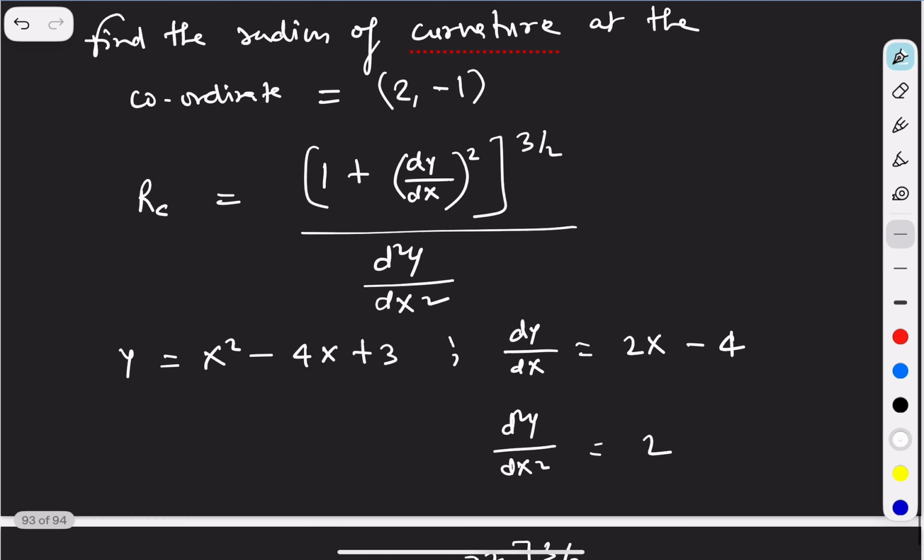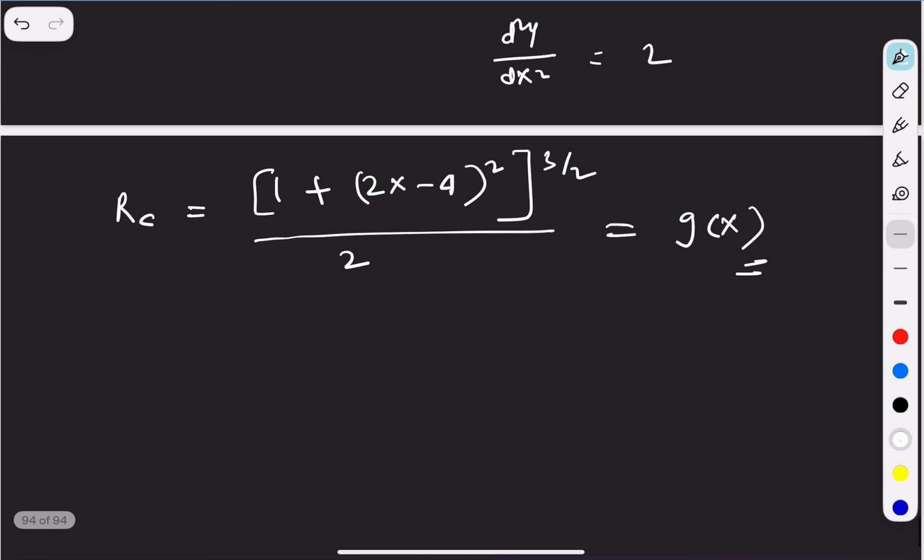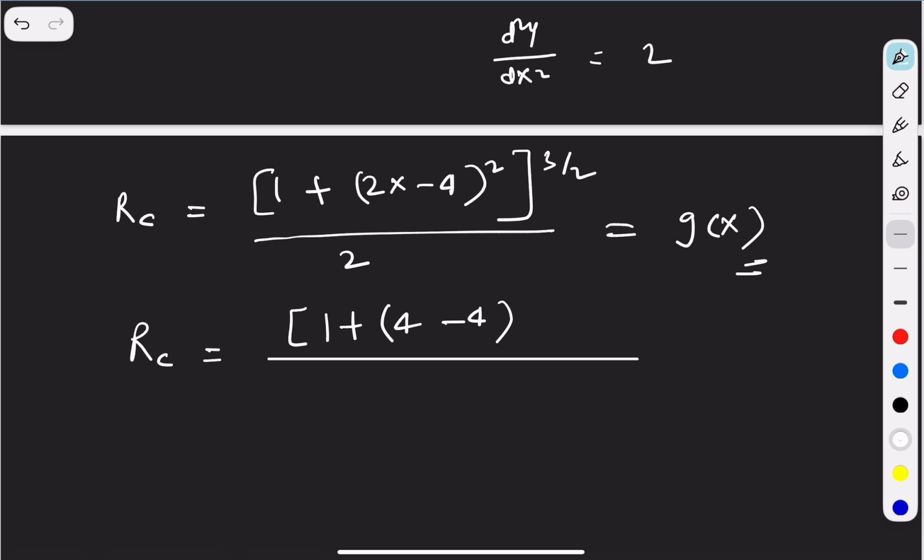So we don't need minus 1, of course. We can put the 2 here and we can get the value. So guys, if I put this value, what I'll get, if you see, this will be 1 plus 4 minus 4 square 3 by 2 divided by 2. Okay, so it became 0, and it will come to 1 by 2 unit. Okay, 1 by 2 unit.